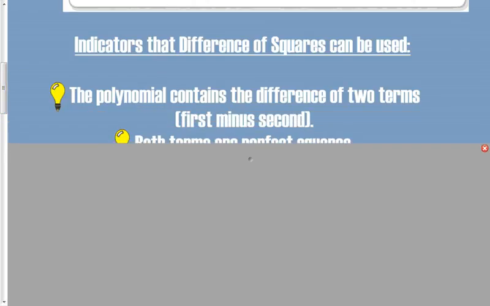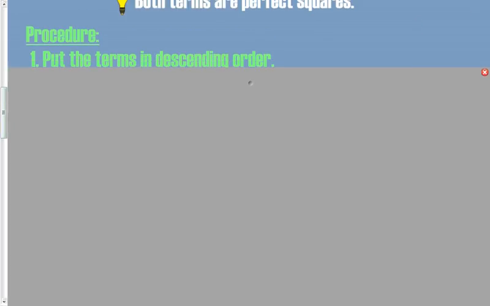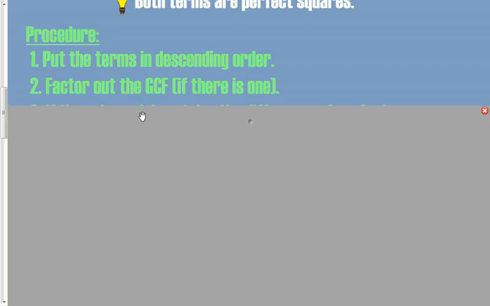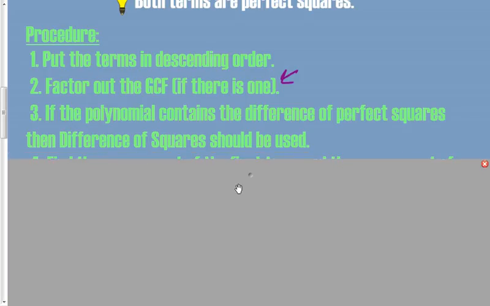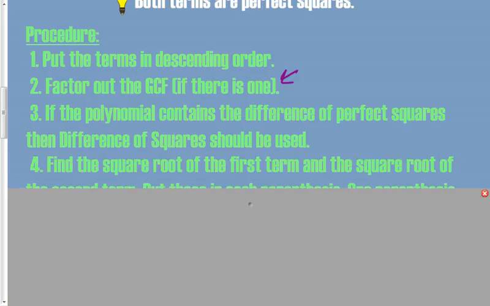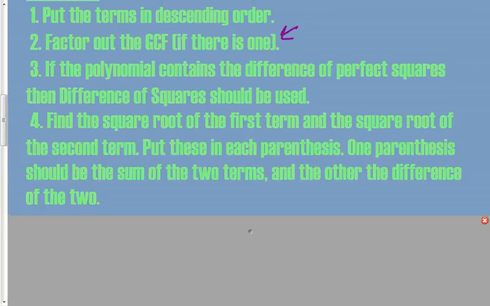So let's put that into words for some steps here. All right, well, here's some indicators that a difference of squares can be used. A polynomial contains a difference of two terms. That's the first thing, and both terms are perfect squares. Okay, if we got that, then let's follow these procedures. Put the terms in descending order. Hopefully they're already in descending order. Factor out the greatest common factor if there is one. We always got to make sure we do that. If the polynomial contains a difference of perfect squares, then the difference of squares should be used. Again, that's not really a step, but we have to first determine if they are a difference of squares.